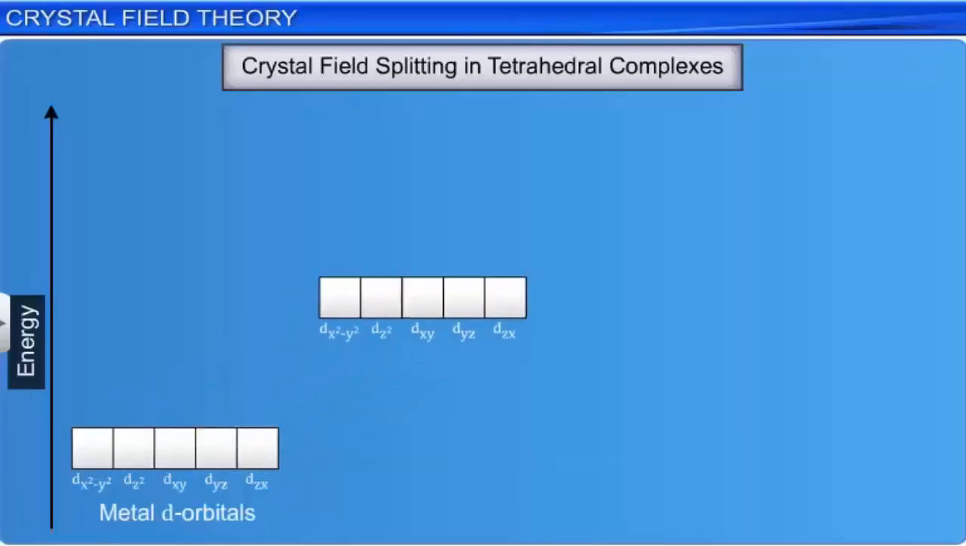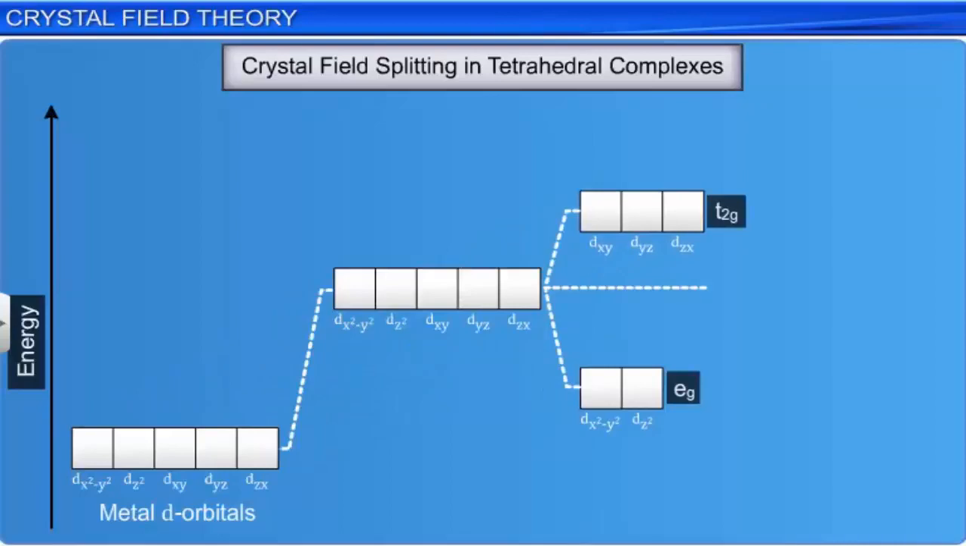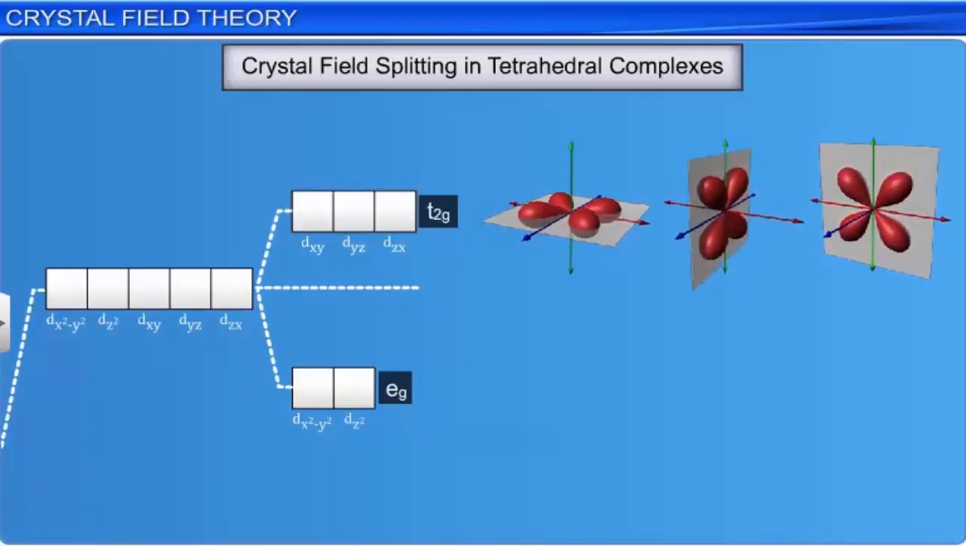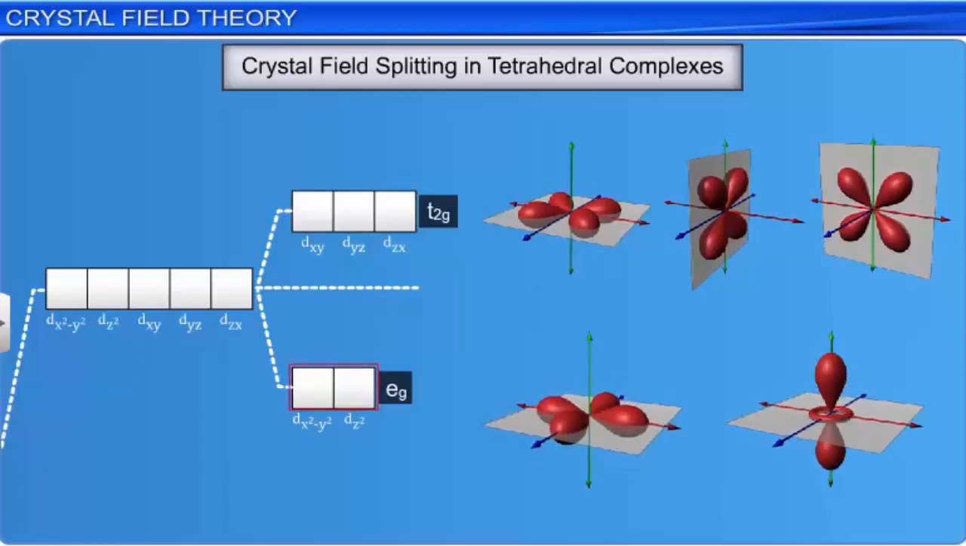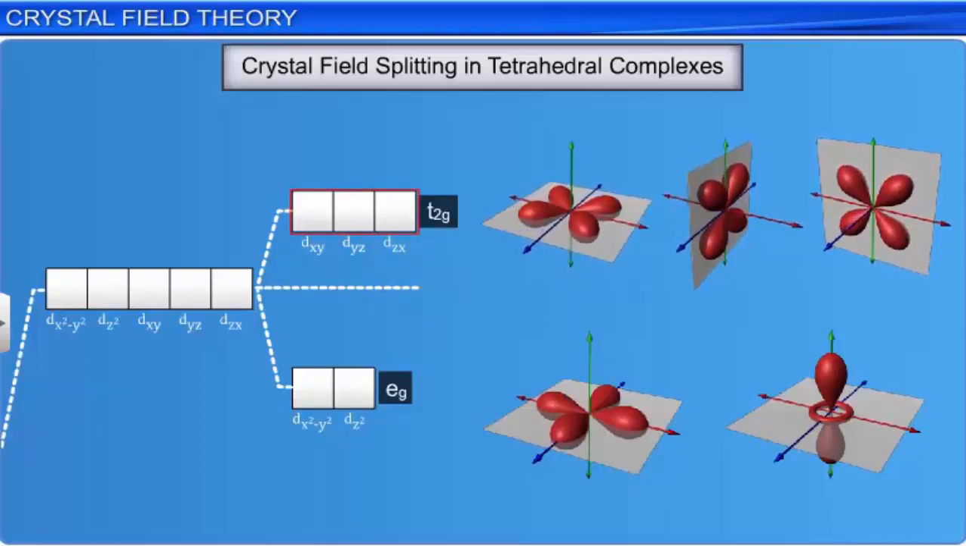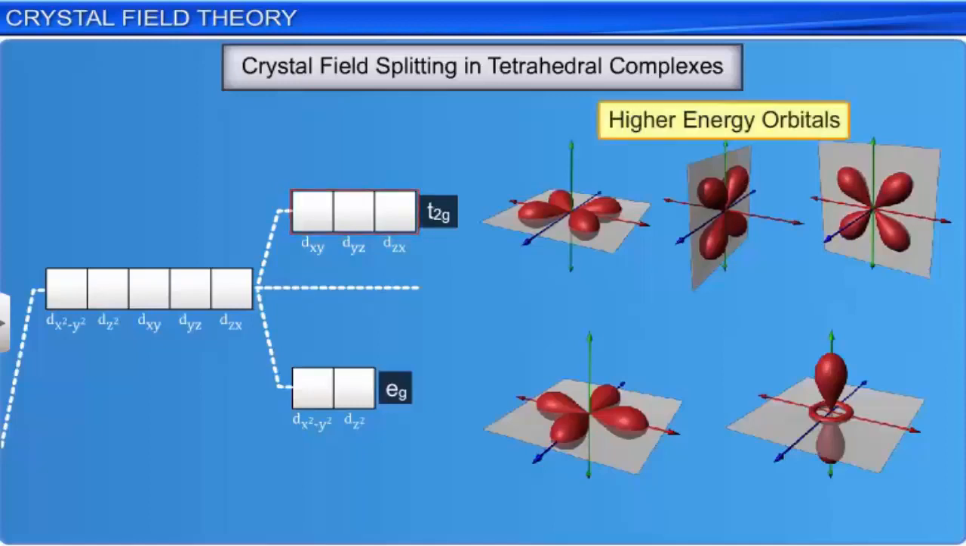Now, let's look at the crystal field splitting in tetrahedral complexes. The approach of the ligands in a tetrahedral field is as shown in the figure. You can observe from the figure that the ligands interact more with the T2g orbitals than the Eg orbitals lying between the axes. This is because the T2g orbitals are oriented along the direction of the approach of the ligands. Thus, in tetrahedral splitting, the T2g orbitals are of higher energy, and the two Eg orbitals are of lower energy.